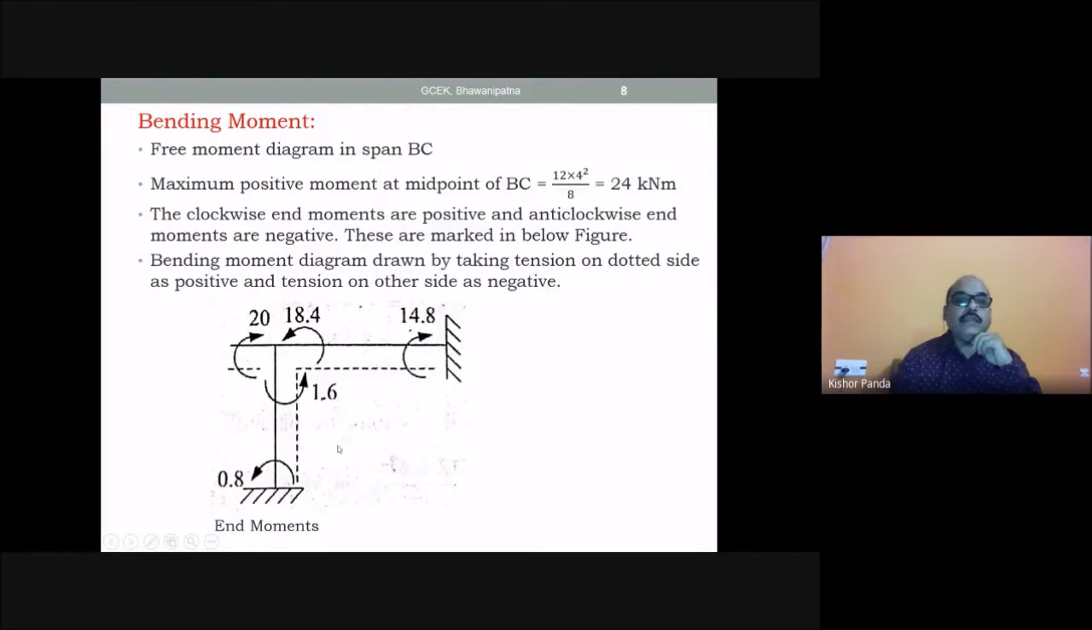So these are the end moments. You have to give the arrow mark by taking the positive and negative sign. So you have to show the clockwise and anti-clockwise direction here. Here you see the dotted line, the bending moment diagram is drawn by taking tension on the dotted side as positive. Tension on the other side you take as negative. So these are the end moments.